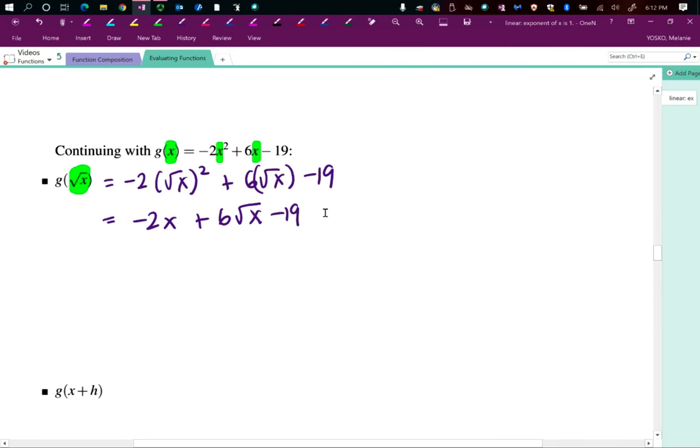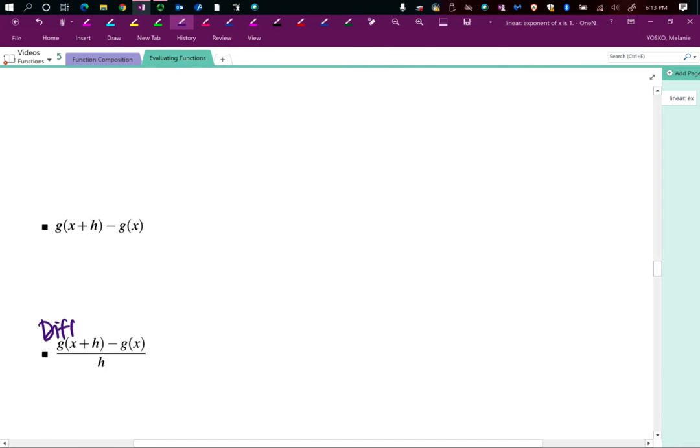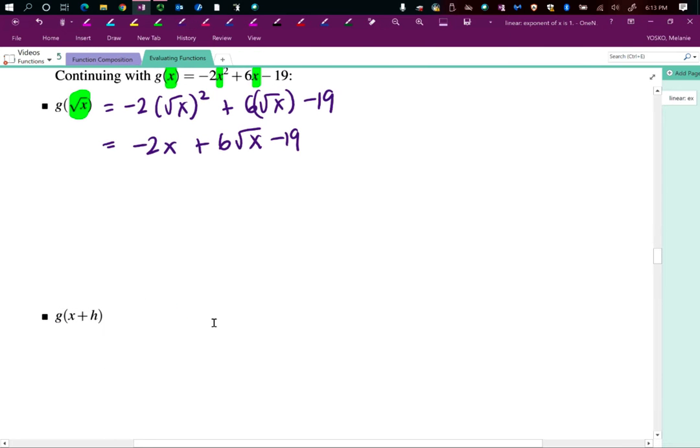And then if you look at the next three things we're asked to do, we are building up to get the difference quotient. Remember, this is our difference quotient. So this is our goal. We want to find the difference quotient. But we're going to build to it slowly. Okay, so we're going to do a piece at a time. So we want g of x plus h.